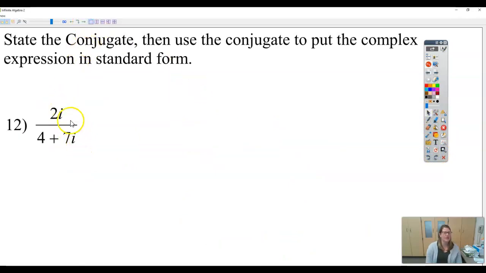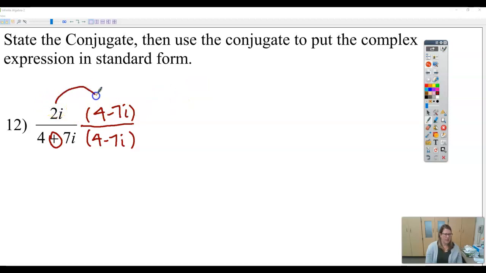So here I have 2i over 4 plus 7i. So I'm going to go ahead and multiply top and bottom by the complex conjugate. Remember, the sign in the middle in front of i is the only one that will change. The one out front stays the same. So first of all, I'm going to multiply 2i into the parentheses. I'm going to distribute that. So 2i times 4 is 8i. And then 2i times negative 7i is negative 14i squared.